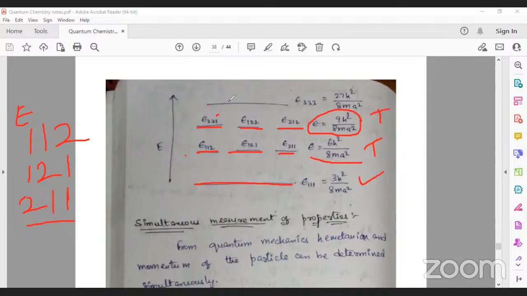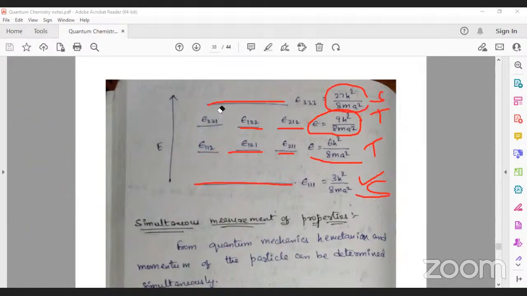Then E333 will be there, that is 27h square by 8ma square. This is singly degenerate. So this is the degeneracy of the energy levels, right? Is it clear? Yes, sir.